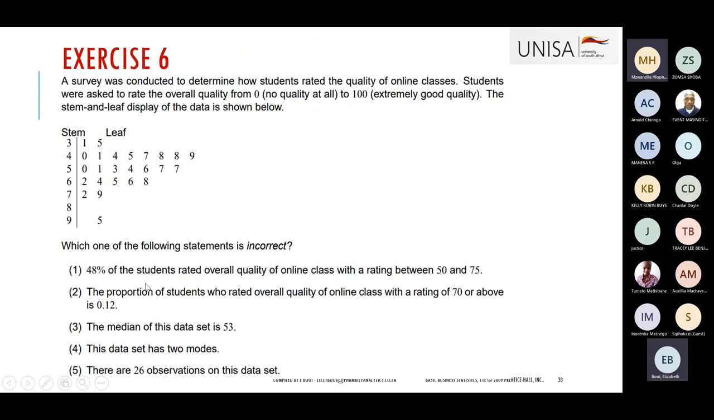Okay, we have run out of time, and this is one of the other typical questions that they give in the exam. They will give you a stem and leaf plot, but they will ask you questions like find the median, find the mode, find all that. I'm not going to go through this at the moment, but you can go and look at some of this type of questions. It can be your exercise, or let's call it a homework.